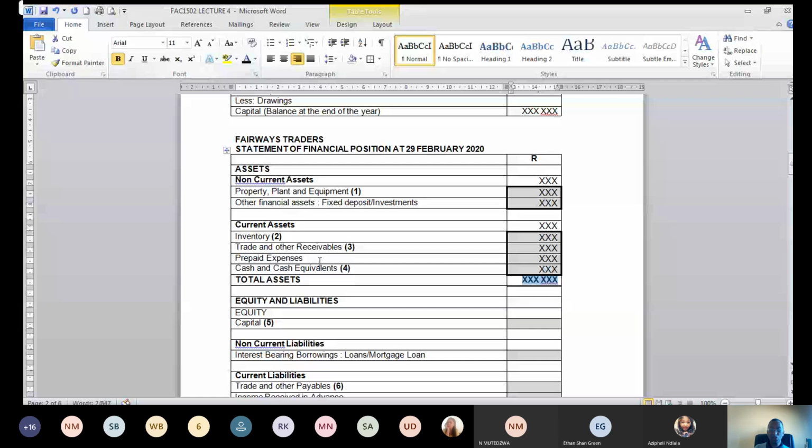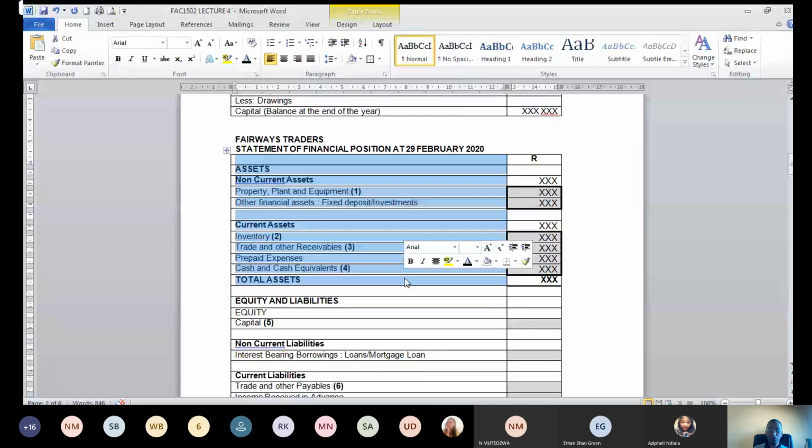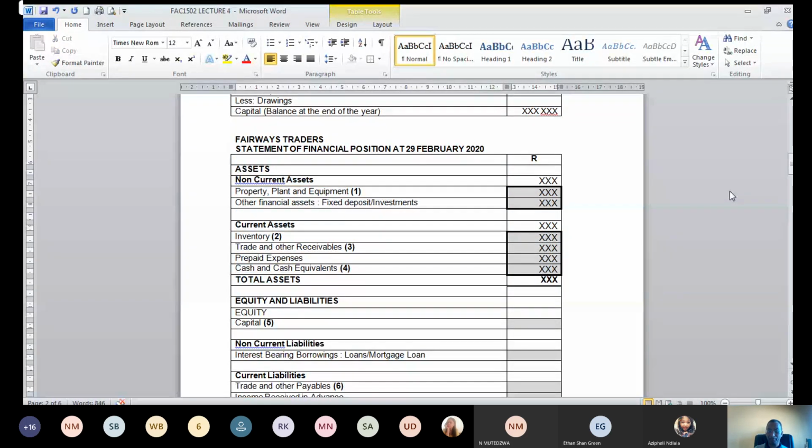Your next category is you're going to calculate your total assets now. Total assets will now be your non-current plus your current. That is going to give you your total assets, which is the top part of your statement of financial position. Okay, the top part where you must calculate what is your assets.